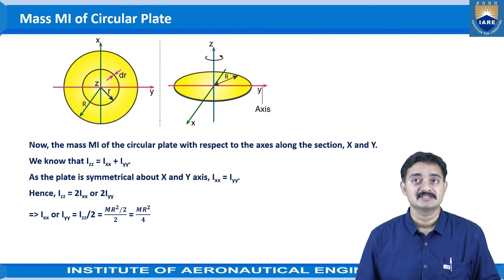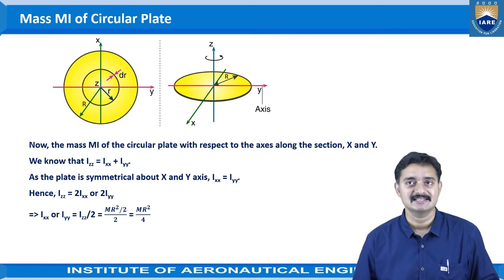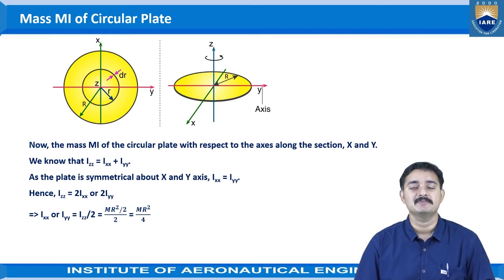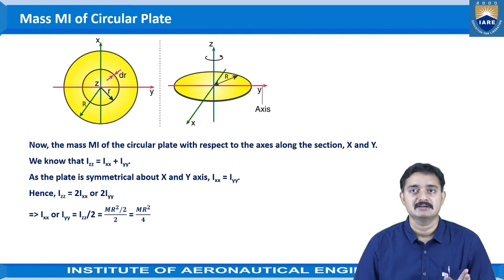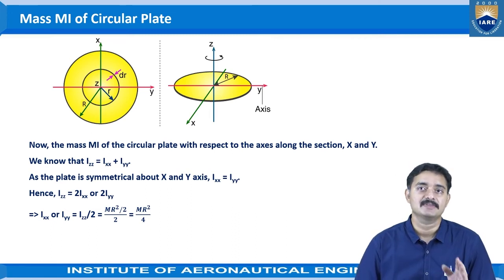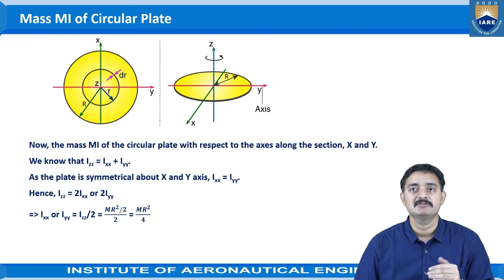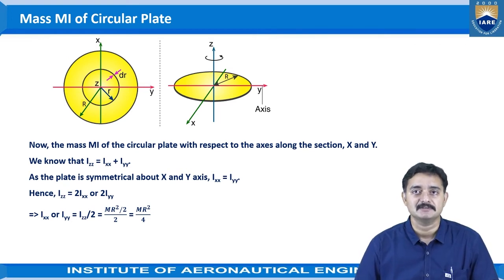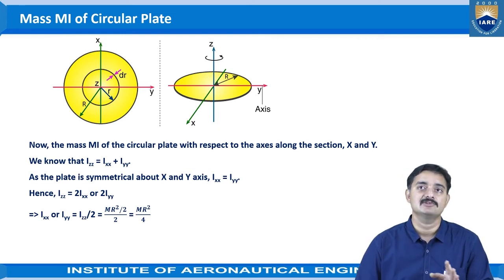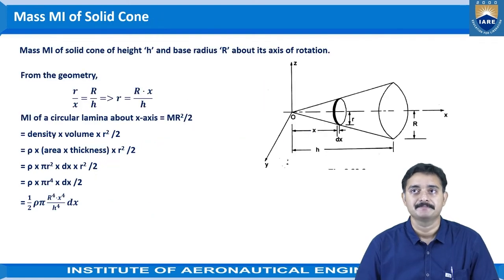Now the mass moment of inertia of the circular plate with respect to the axes x and y. We know that Izz is equal to Ixx plus Iyy. Hence, as the plate is symmetrical about the x and y axes, Ixx would be equal to Iyy. So it can be treated as 2Ixx or 2Iyy, which gives the value of Ixx and Iyy as Izz by 2. The value of Izz we have already obtained as mR square by 2. So dividing it by 2, we obtain the mass moment of inertia with respect to the x-axis or y-axis as mR square by 4. So this is the value of mass moment of inertia of the circular plate.